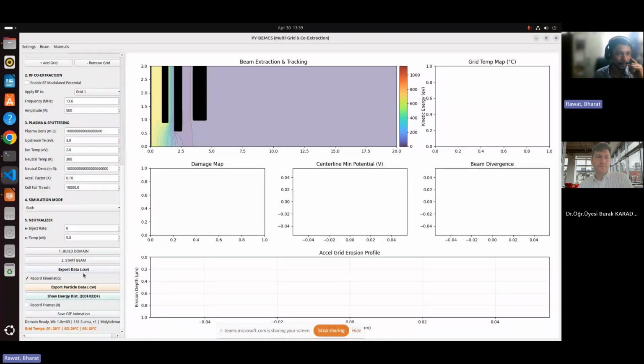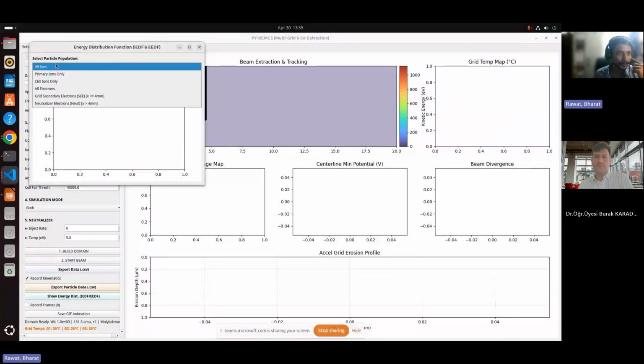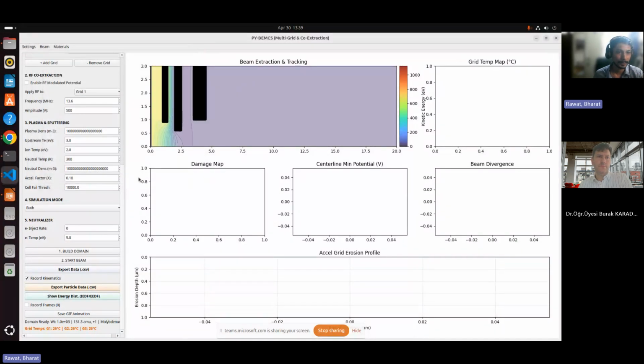And once you are satisfied, you just pause the beam and export the particle data as CSV. There is another function called show energy distribution. So here you can see the energy distribution of all the particles, ions, charge exchange ions, all electrons, or only secondary electrons. Again, these all can be customized in the main source file, which is also possible.